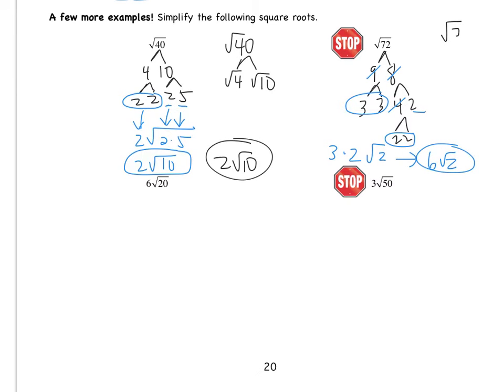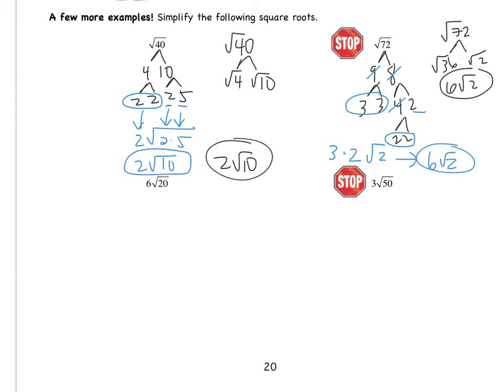Now, if we do method 2 instead, you have to look for the largest perfect square. A lot of you probably saw that 72 was 9 times 8. But 9 is not the largest perfect square that goes into 72. The largest perfect square is 36. 72 is 36 times 2. Square root of 36 is 6, and then I keep the root 2.